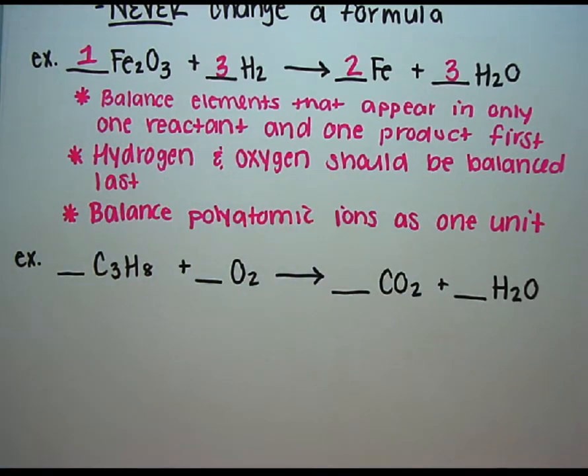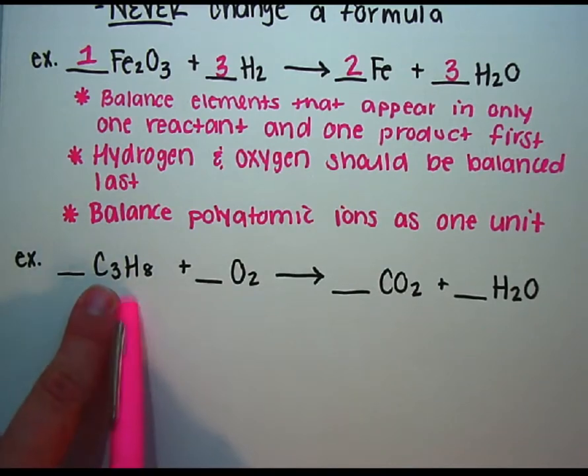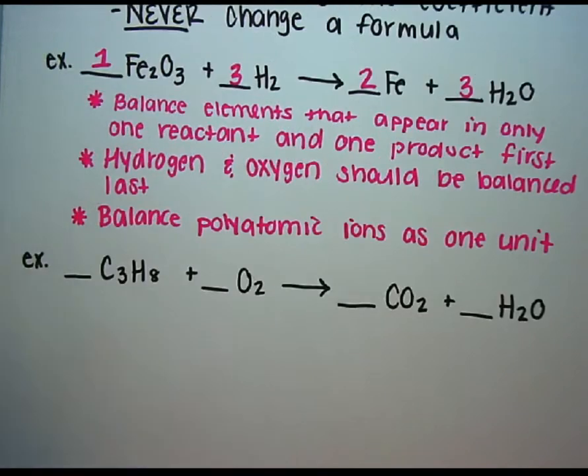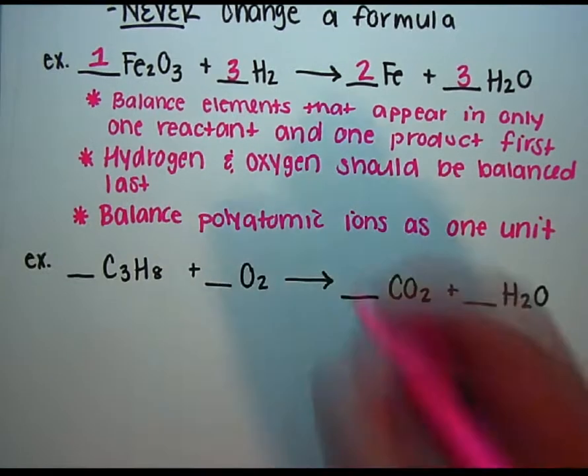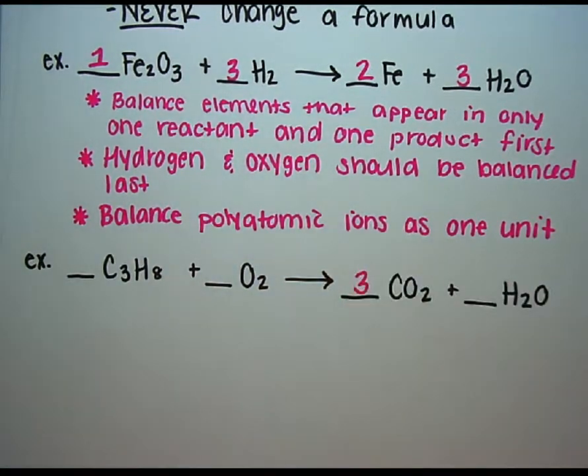So let's start with carbon. Hydrogen and oxygen should be balanced last. The only other element I have is carbon. On the left side, I have 3 carbons. Over here, I only have 1. So I can add a coefficient of 3.